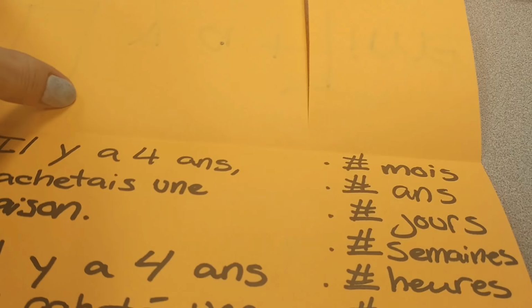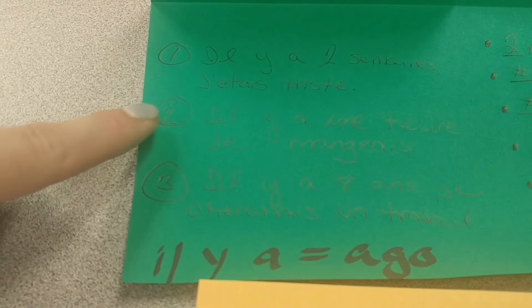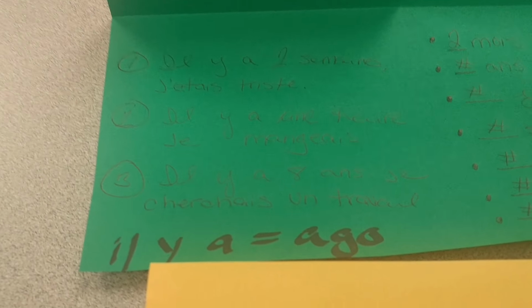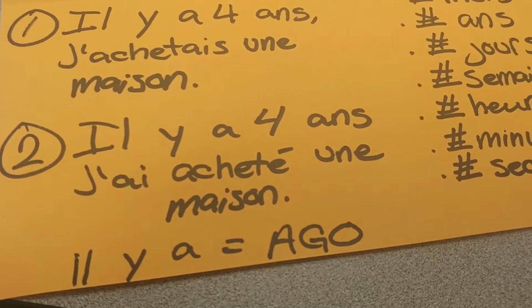So what I want you to get from this is you should have 3 sentences, okay, using some different verbs. You can use the passé composé or the imparfait, but make sure that you know what you're saying and why you're saying it. And make sure that you also know that il y a means ago, all right?